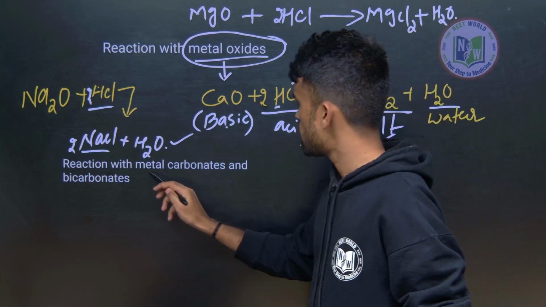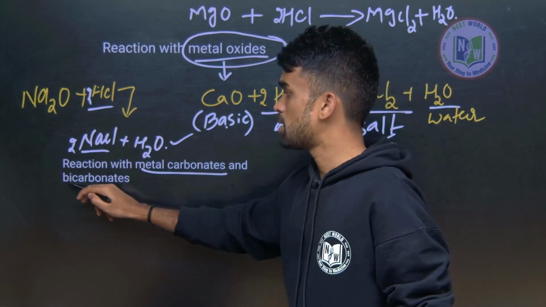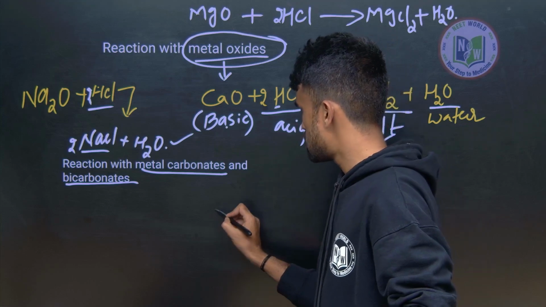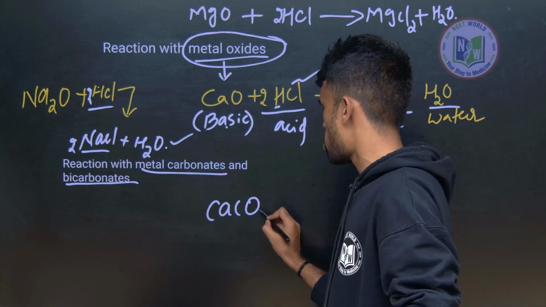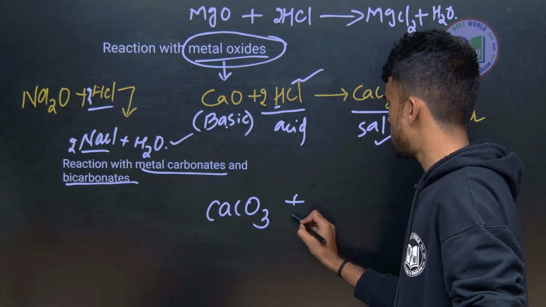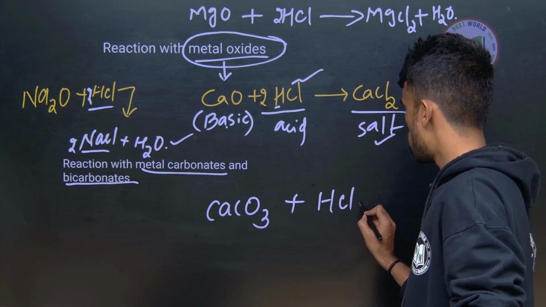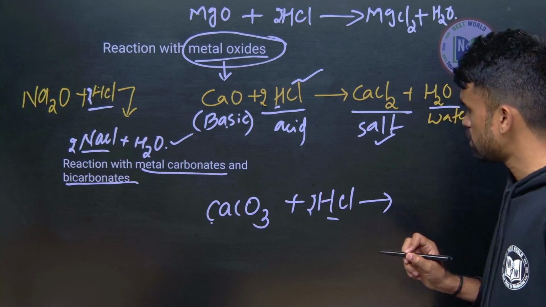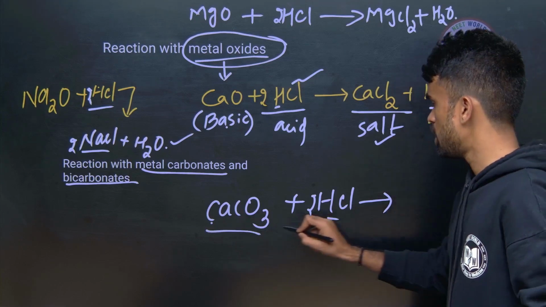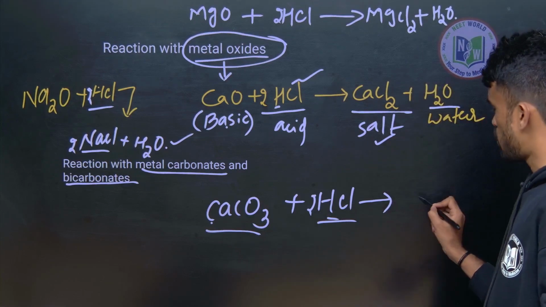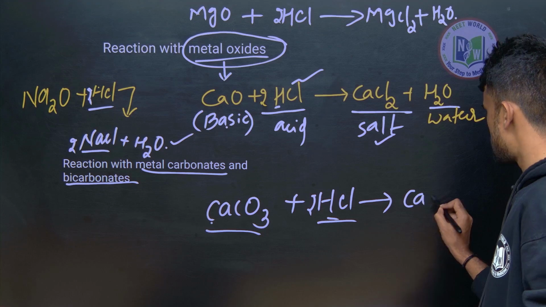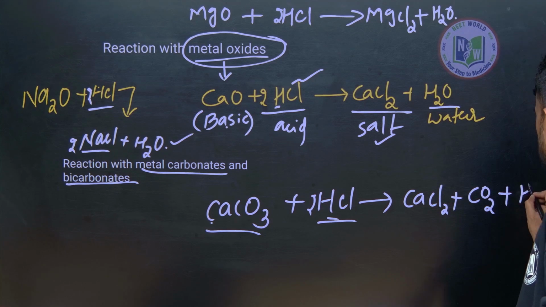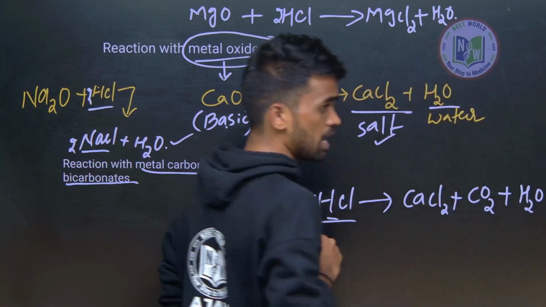Okay, reaction of metal carbonates and metal bicarbonates with acid. What are the metal carbonates we have generally? Let us say one general example, calcium carbonate. Upon treating with HCl, what can we get here? Calcium chloride. This is a carbonate, and acid gives salt, again CaCl2, plus CO2 gas is released along with the water formation. So these are the things that happen here.